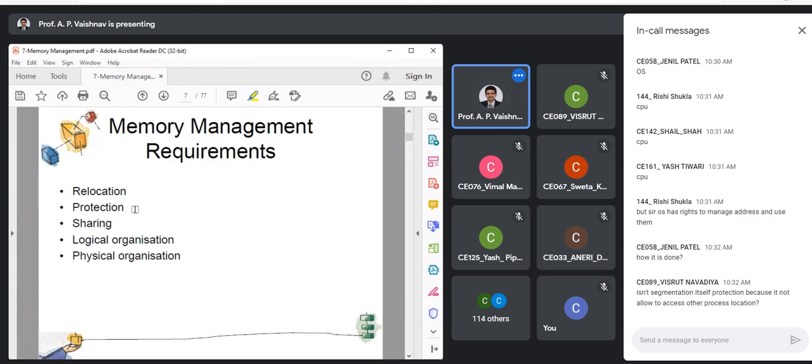Memory is allocated by which entity? It is allocated by the CPU. But who is going to keep track of that allocation? It is the OS, right? So now, keeping track and allocation, both things have to be combined for protection.